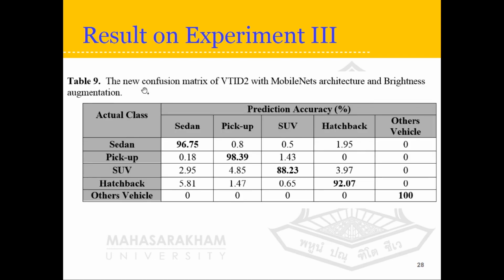Finally, the new confusion matrix of VTAD2 with MobileNet architecture and brightness augmentation is shown in table 9. The accuracy of our 5 vehicle types is increasing, even the SUV. The prediction accuracy of SUV rises from 70% in VTAD1 to 88.23% for VTAD2. That confirms the effect of the larger dataset and the effect of data augmentation on the accuracy of image recognition.